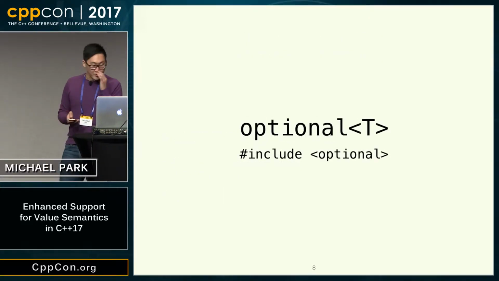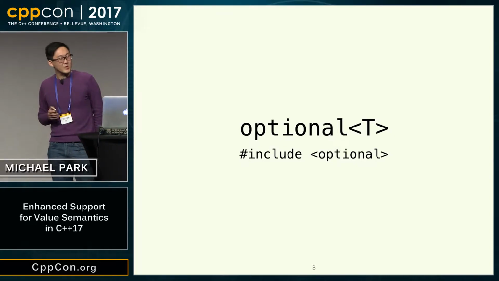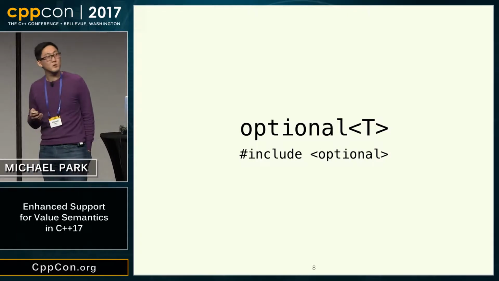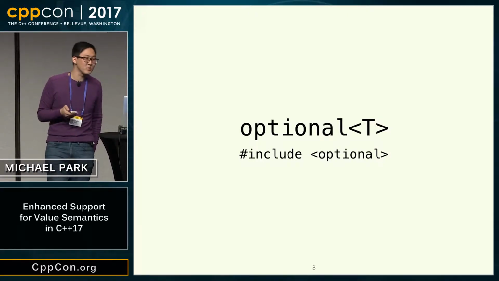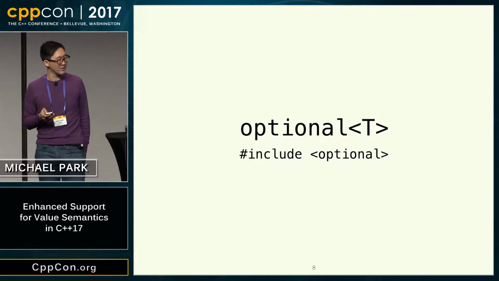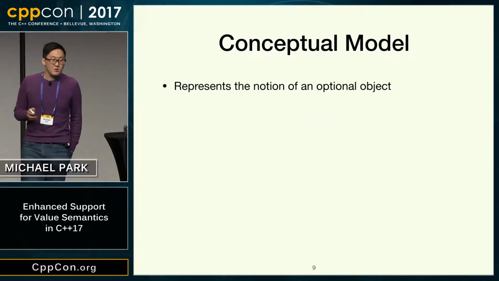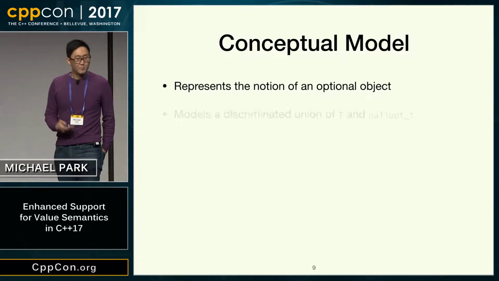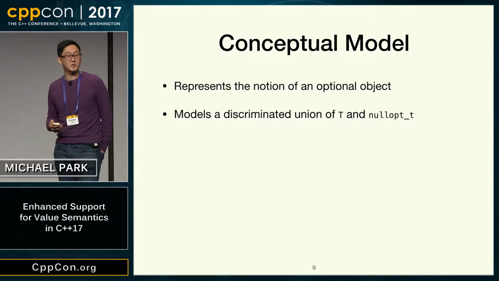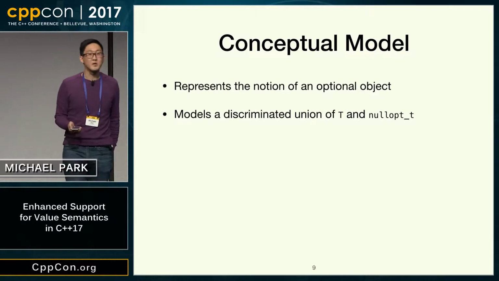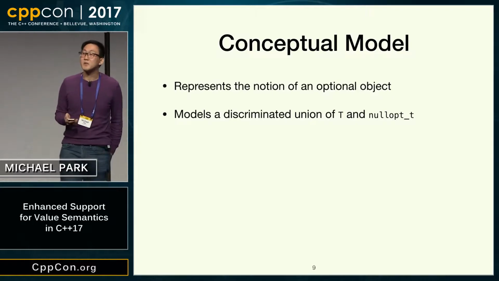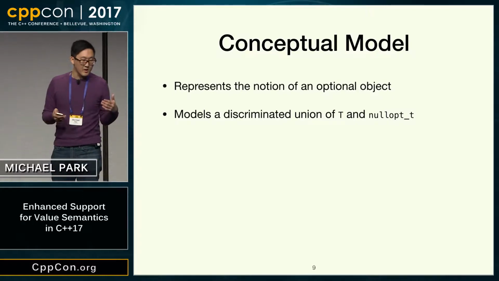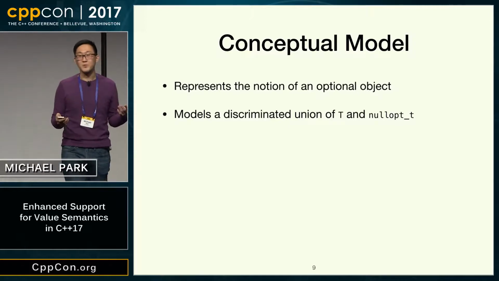So this brings us to optional. As I mentioned, optional was added to the standard library in C++17. The design is largely based on Boost optional, which was introduced in 2003 in Boost version 1.30. So the conceptual model for an optional is that it represents the notion of an optional object. Put another way, we can also say that it models a discriminated union of T and nullopt_t. nullopt_t is the tag type that indicates that the optional does not hold a value. And so by discriminated union, I mean that it can hold either a T or a nullopt_t, but not both.